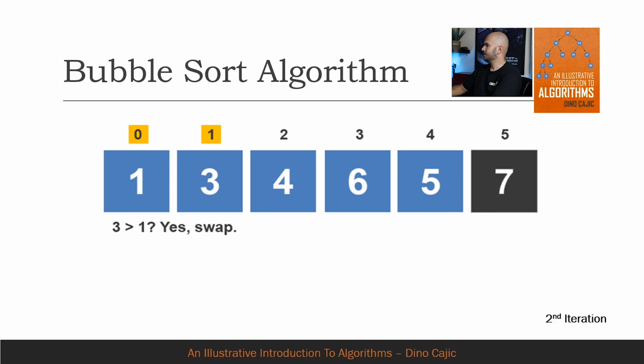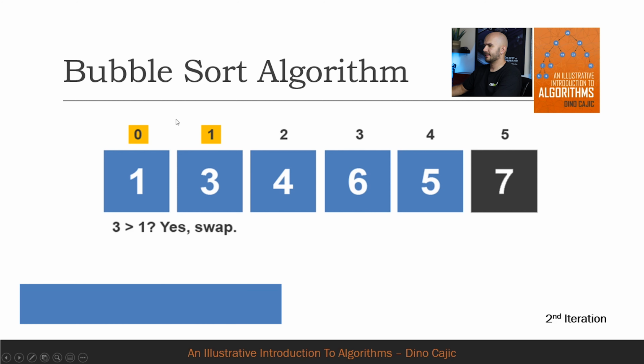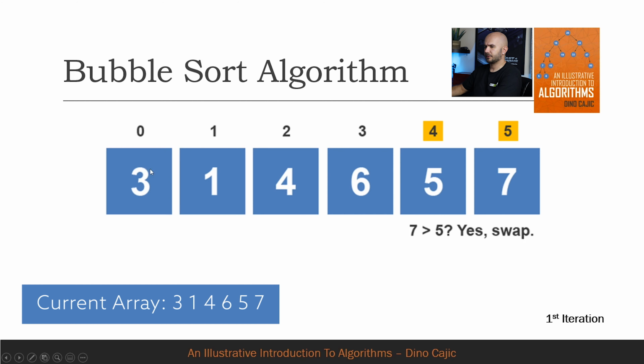So in iteration 2, the following comparisons will occur: 0 and 1, 1 and 2, 2 and 3, and 3 and 4. The bubble sort algorithm begins the second iteration. Values at indices 0 and 1 are compared. Since 3 is greater than 1, the elements are swapped. And just so you see, from the previous, 3 was at index 0.